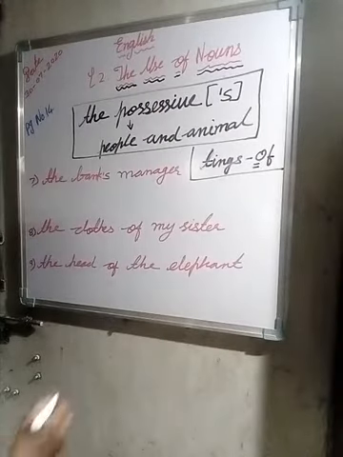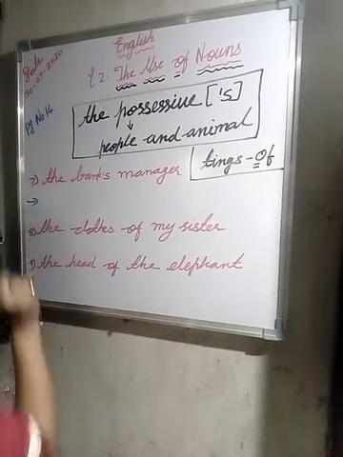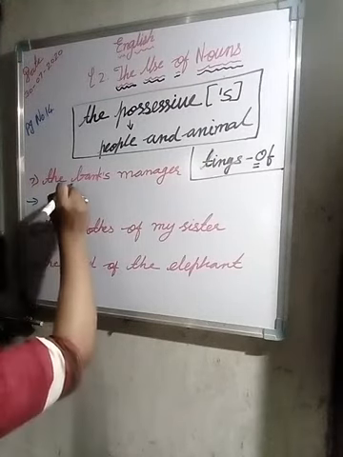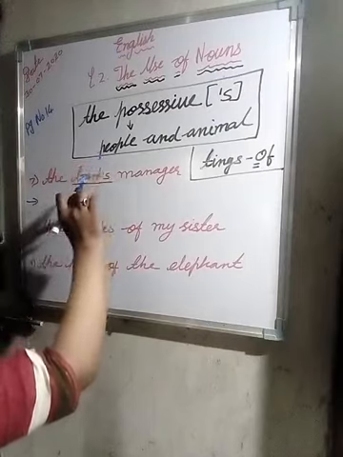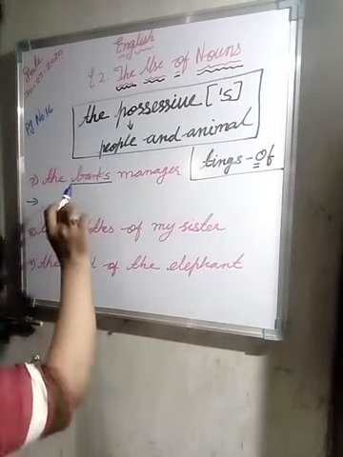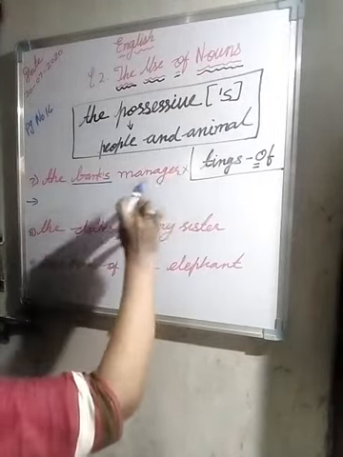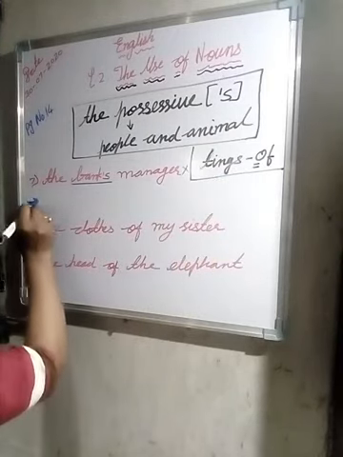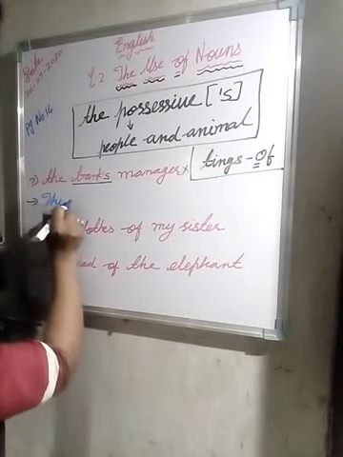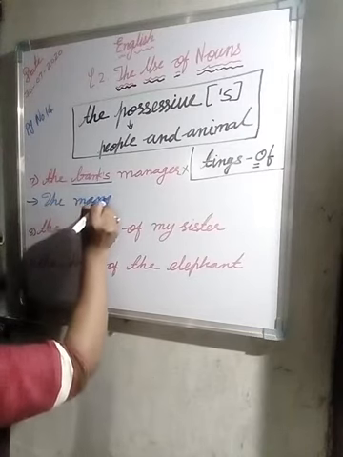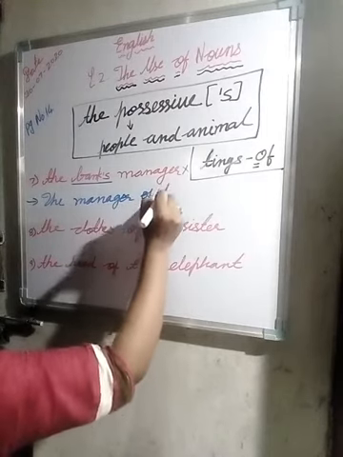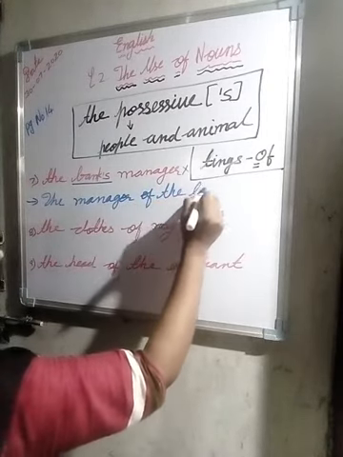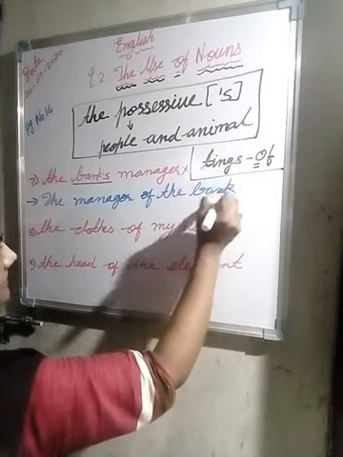Now in the seventh sentence, "the bank's manager." I already told you, underline the word which has the possessive form. Here the bank has the possessive form. Now you know that bank is not a person or animal, which means this sentence is wrong, so you have to use of. So what will be the sentence? The manager of the bank. This is the correct sentence.